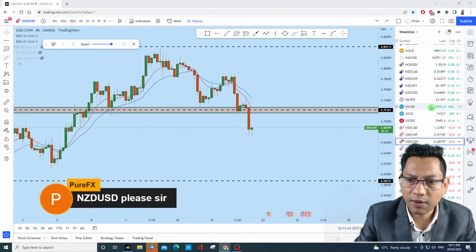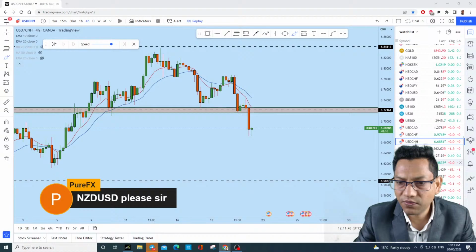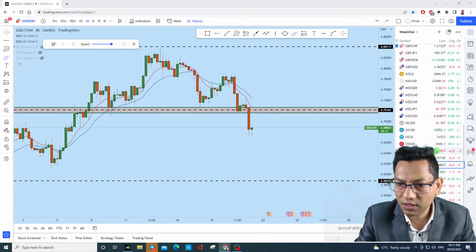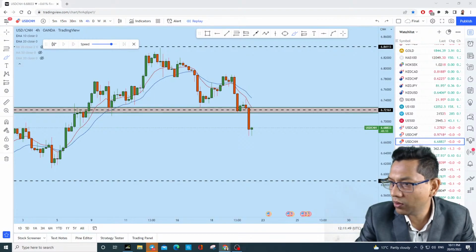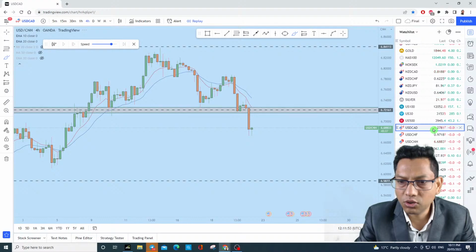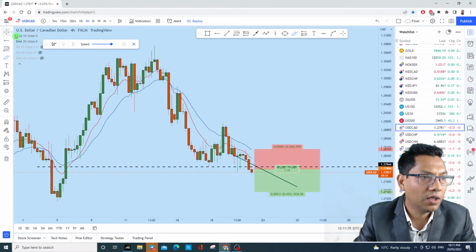So let's see, a couple of requests I have found. Let's find out what's happening, what you guys and girls are requesting. Let's see one by one. First of all, look at USD CAD again. Looks like USD CAD is moving in our direction.